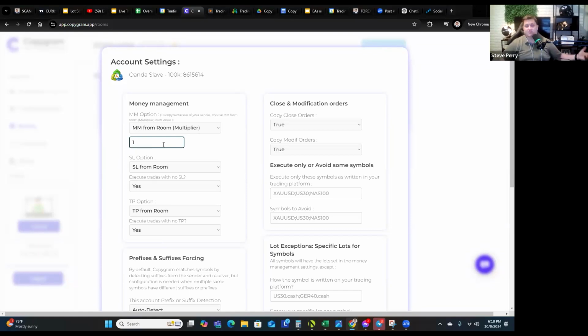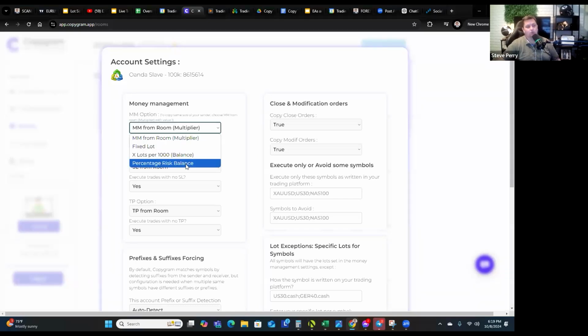So that means this account would be risking twice as much, proportionally, and we don't really want to do that. Since this account is half the size of the sender account, I'd have to change this to 0.5. And then that would actually be the one for one. So when the sender account takes a trade with two contracts, this account will take a trade with just one contract, which would be appropriate because we want to make sure that the risk is equal, right? So there's the money multiplier option.